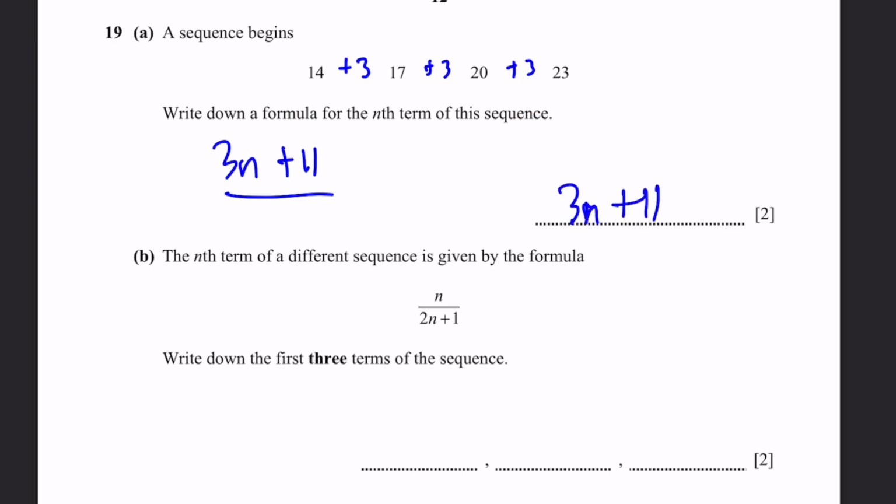B. The nth term of a different sequence is given by the formula n by 2n plus 1. Write down the first 3 terms of the sequence. When n is equal to 1, we get 1 by 2 times 1 plus 1, which is 1 by 3. Our second one is 2 by 2 times 2 plus 1, which is 2 by 5, because n is 2. And now for n is 3, 3 by 2 times 3 plus 1, which is 7. So 3 by 7 is the third term.